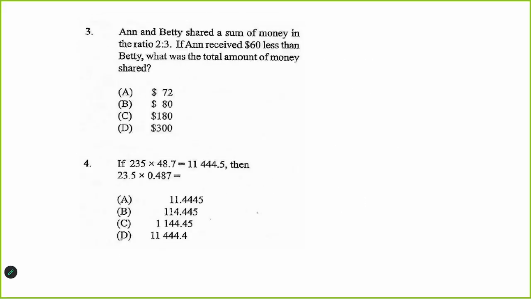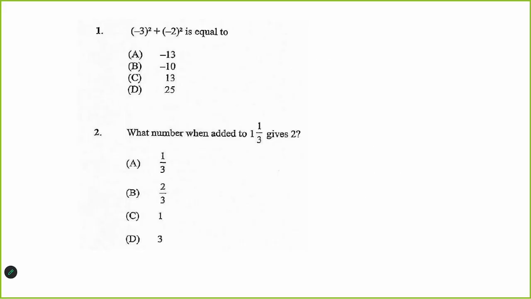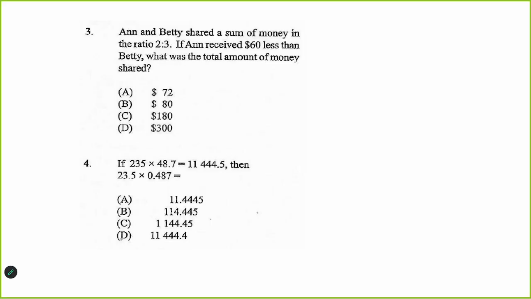Okay, we only have 2017 to do. Repeated question 13. Repeated question 2 twos. Betty and Anne shared a sum of money in 2 to 3 ratio. Anne received 60 less than Betty. So that means the difference between 2 parts and 3 parts is 1 part. So 1 part is equal to 60.